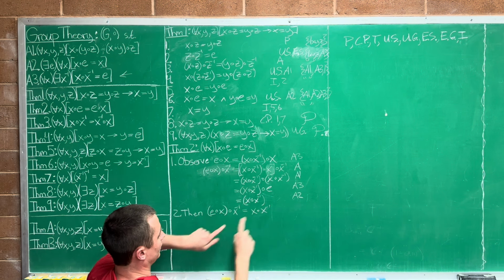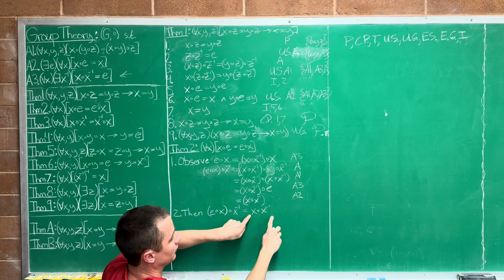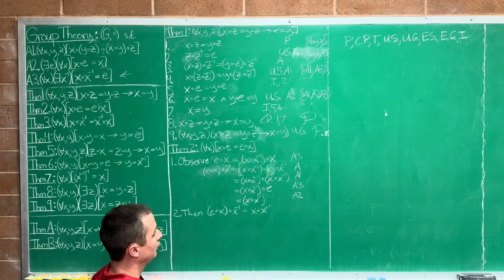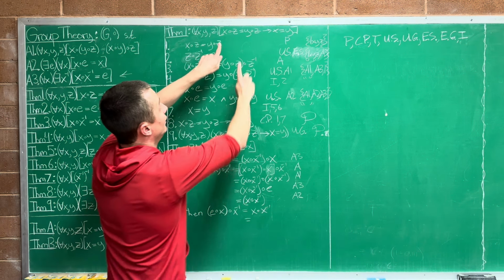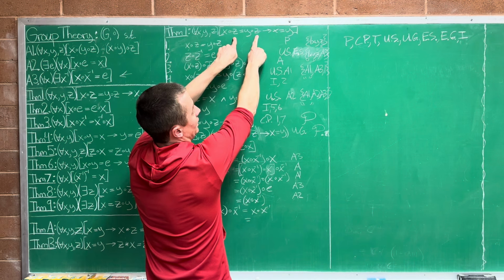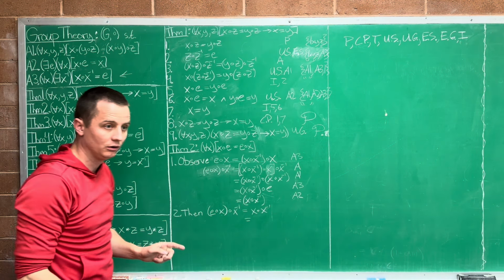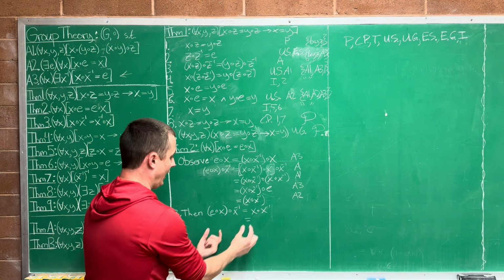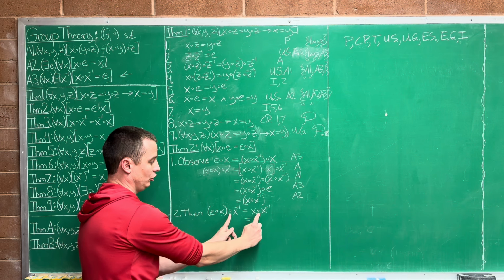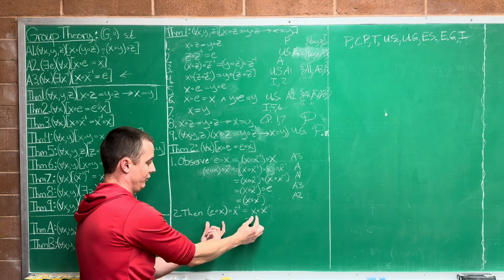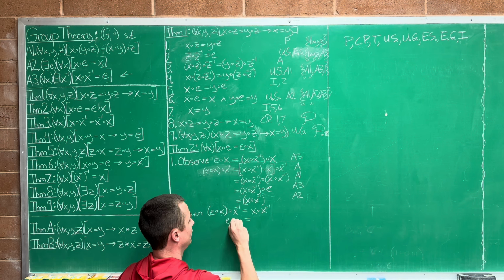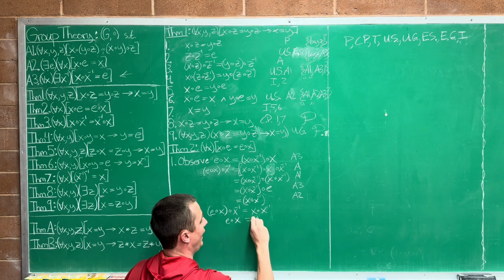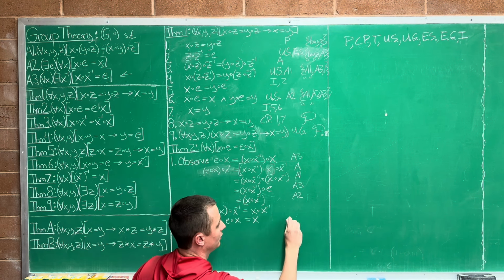This is equal to that. This is equal to that. With me? Now, what did my previous theorem say I could do? If I have two things circling the same thing, those two things are equal. I have two things circle same thing. So E circle x equals x. So E circle x is equal to x. That was using theorem 1.